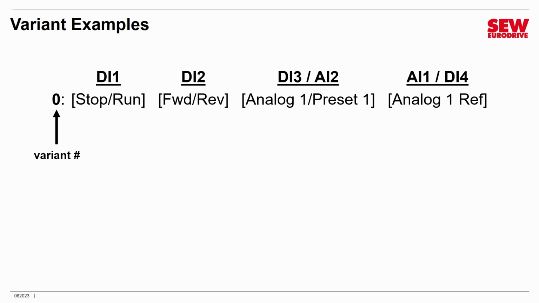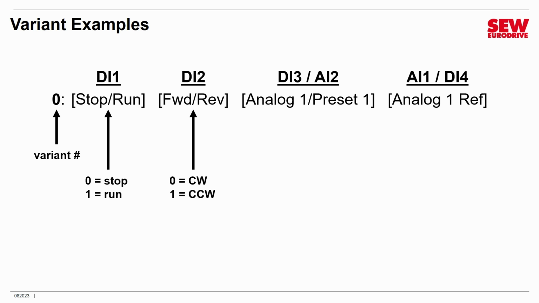So in this particular variant, variant 0, digital input 1 is assigned to stop run. That means that if you put a 0 on this input, in other words, you connect a switch to it and turn it off, it will stop the VFD, and if you turn it on or bring it high, it will run. DI2 is a direction control. It's assigned to forward reverse, so if you send a 0 into it, you will get clockwise rotation, and if you put a 1 in there, you'll get counterclockwise.